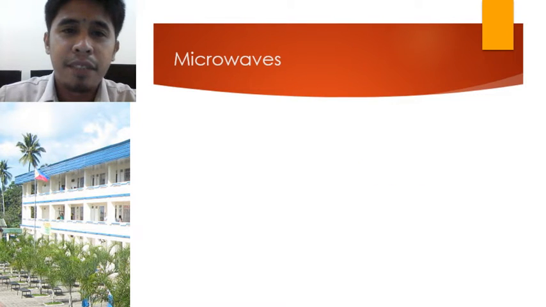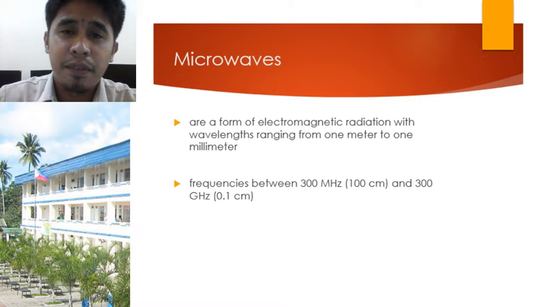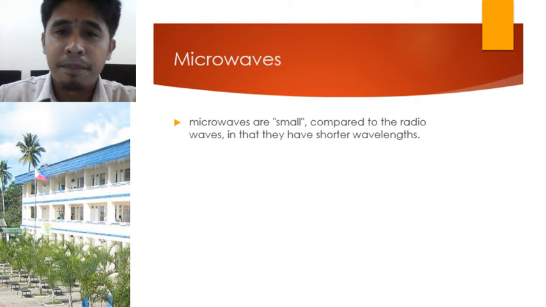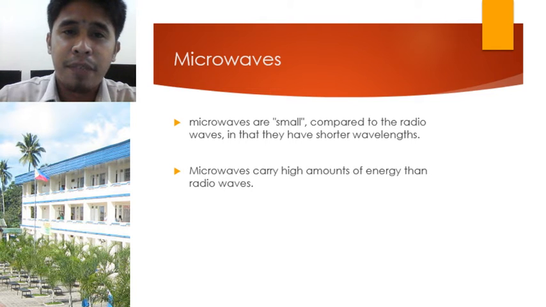Microwaves. Microwaves are a form of electromagnetic radiation with wavelengths ranging from 1 meter to 1 millimeter and with frequencies ranging between 300 megahertz and 300 gigahertz and wavelength ranging from 100 centimeters to 0.1 centimeter. Microwaves are small compared to the radio waves in that they have shorter wavelengths than, of course, radio waves. Microwaves carry high amounts of energy than radio waves.